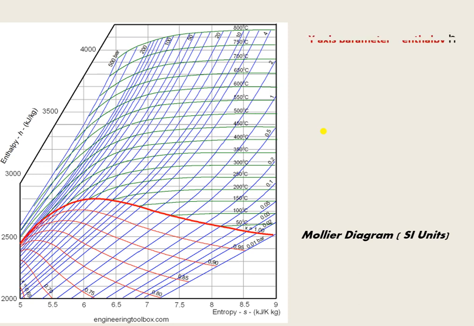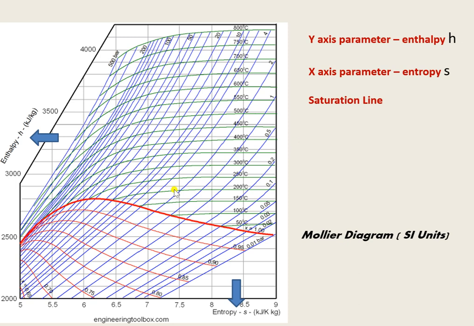You have on y-axis enthalpy in kilojoules per kg, and on x-axis entropy in kilojoules per kg Kelvin of steam. The curved line in red color, what you see here, is the saturated vapor line, and the lines which are in blue in color going like this are constant pressure lines in Mollier chart.